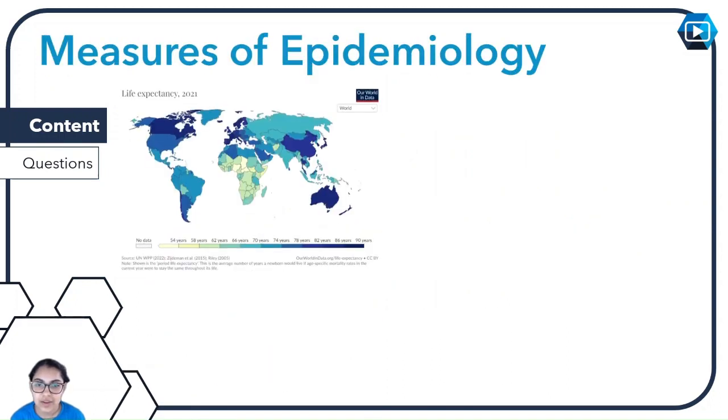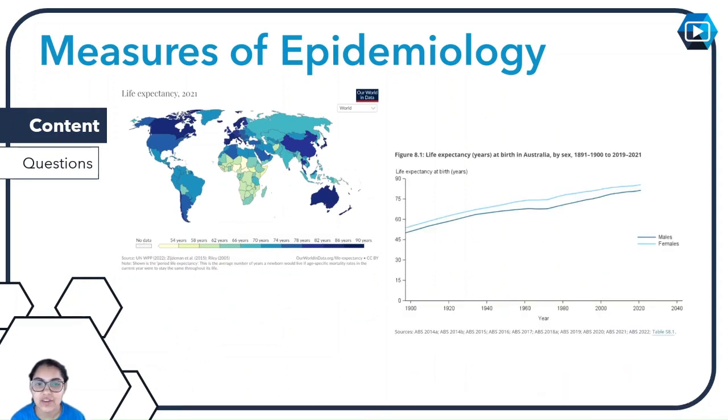So here is some data from 2 very reputed websites. We've got Our World in Data and the Australian Bureau of Statistics, and it showcases some facts surrounding the life expectancy of Australians. In the first graph that you can see here, this is the average life expectancy around the world, and we can see that there are certainly disparities here between developing and developed countries. And that's what epidemiological data shows us.